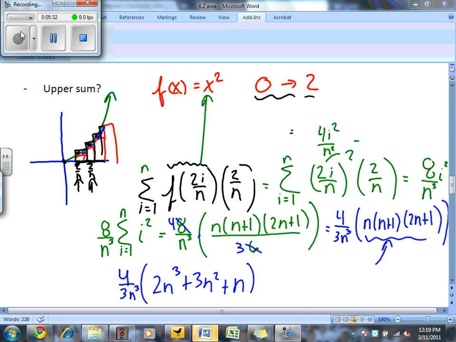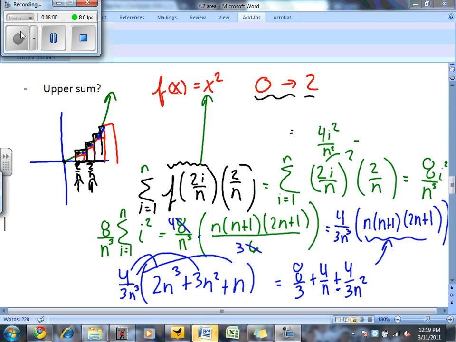Then let's multiply our 4 over 3n cubed by everything in this parentheses. We're going to find that our upper sum is going to be 8/3 plus 4/n plus 4 over 3n squared. And that's not too far off from what we did last time. I think there was a minus sign in there in our last example when we found the lower sum. They're not too far off.